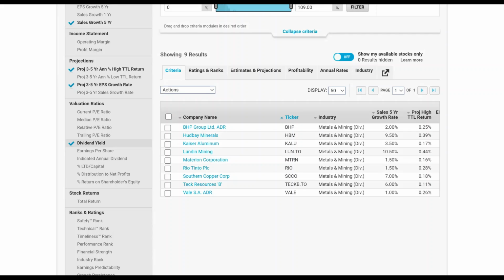And I'm not going to make any changes there. I'm putting that on so I can have it display. So that's pretty much like 0 to max, so I could see all. And then I'm going to select return to shareholder equity. I've always had good luck with that. That's at the bottom of this valuation grouping.